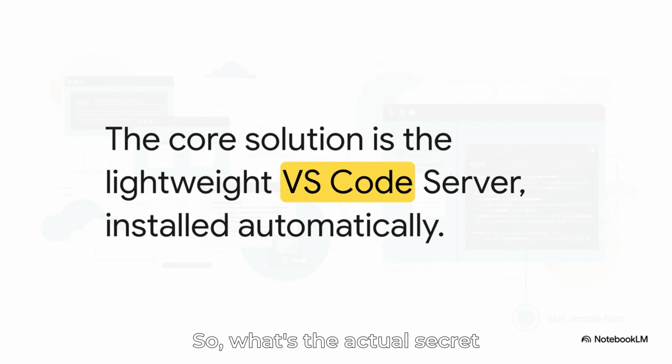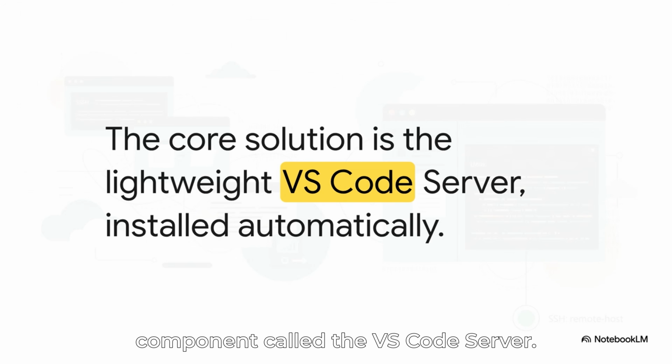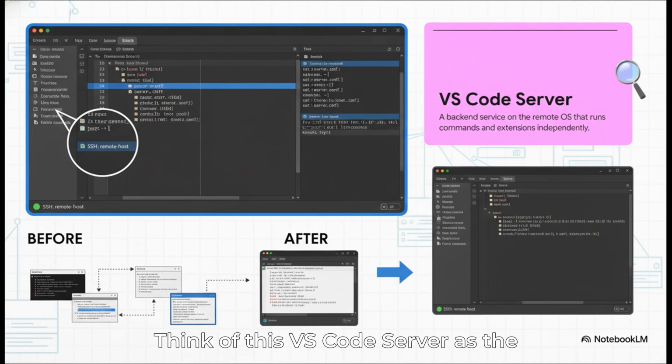So what's the actual secret ingredient making this happen? It's a lightweight, almost invisible component called the VS Code server. Think of this VS Code server as the brain on the remote side. It automatically installs the very first time you connect. And because it runs all your commands and extensions independently over there on the remote OS, you get a full local quality development experience. We're talking IntelliSense, code navigation, debugging, without your source code ever sitting on your actual laptop.